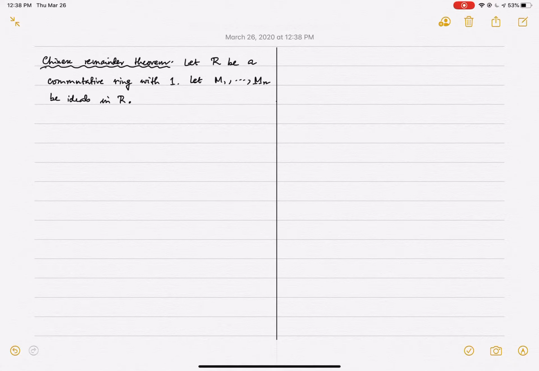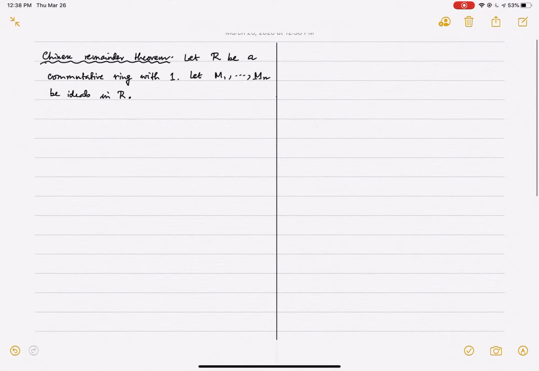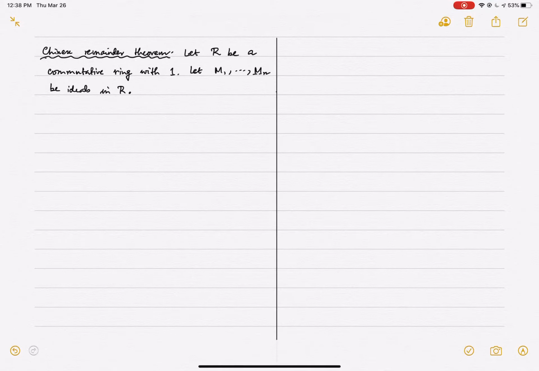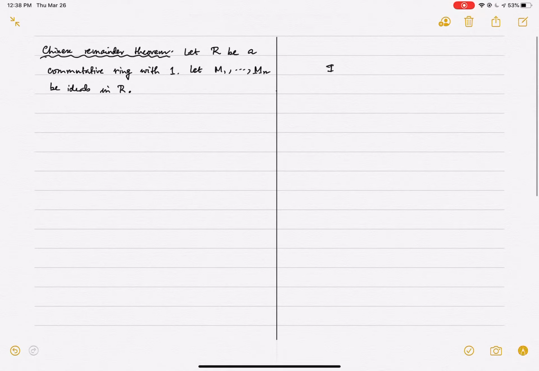Let's talk about the Chinese remainder theorem, and this would be a good application of all the ideal theory that we have built so far. And before going through the proof, I'd strongly recommend that you go back and review the operations with ideals that we studied, like product of ideals.